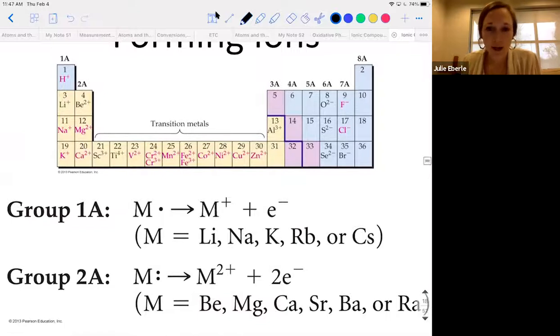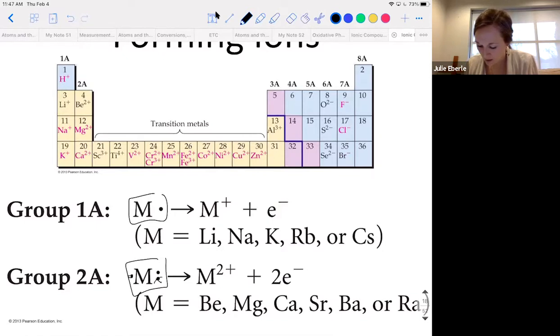Group 1A and 2A. These are 2 groups. Any element in these groups is always predictable. These are metals. Metals always form cations, right? So here's the example of their electron dot symbols. And again, I'd want you to do one on each side, but whatever. You get the point.